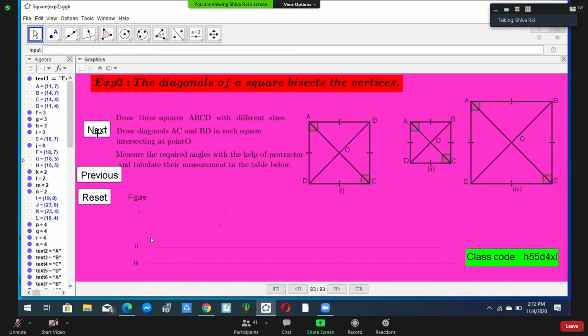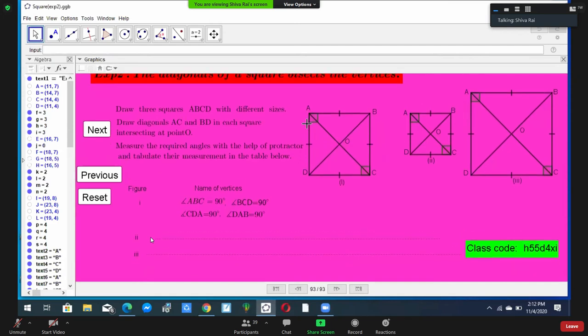Okay, now next you look here. Now we need the table. We need the table to tabulate the measurements of the required angles. You look, name of. Okay, everyone, you look here. 4 vertices. You look, this A, B, C, this B, C, D, this C, D, A, this D, A, B. You look here, this one is D, A, B. Okay.